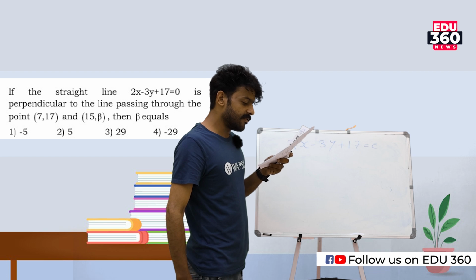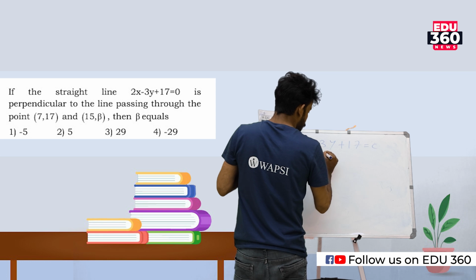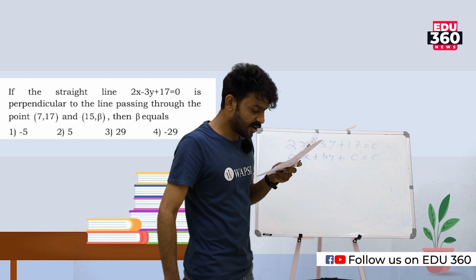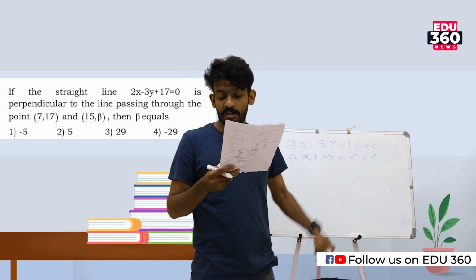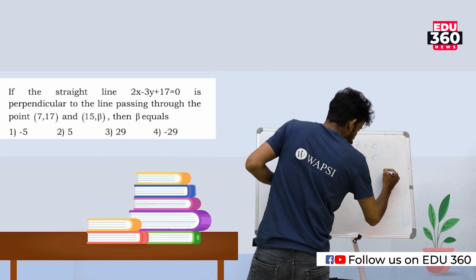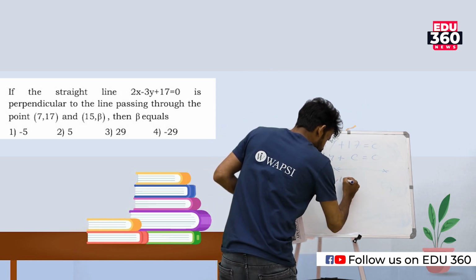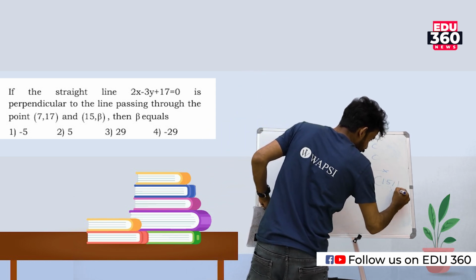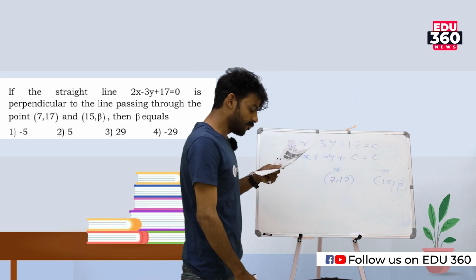This is a straight line, so the standard form is ax plus by plus c is equal to 0. Let me read the question once again. If the straight line 2x minus 3y plus 17 is equal to 0 is perpendicular to the line passing through the points, these are the 2 points: 7, 17 and 15, beta. So from this, we can find the slope, isn't it?